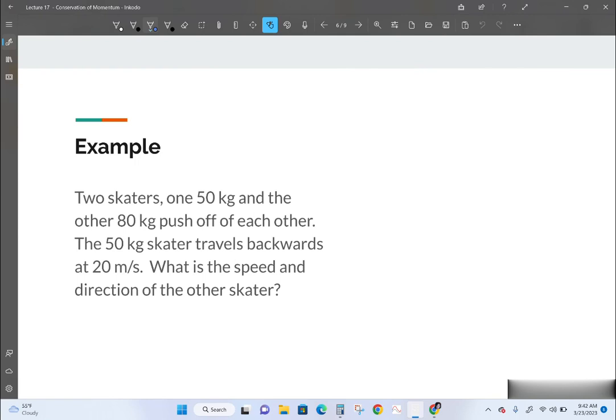Two skaters, one's 50 kilograms and the other's 80 kilograms, push off of each other. So we've got skater A and skater B. So before, they're just standing there. They both have a velocity of 0. And afterwards, the 50-kilogram goes backwards. So the smaller one goes backwards.